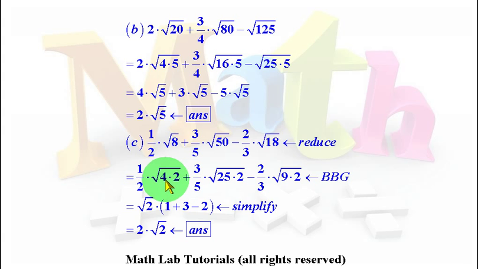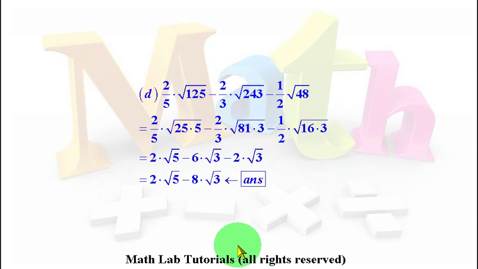The square root of 4 is 2, and 2 times 1/2 is just 1, so we don't have to write it down. And the square root of 25 is 5, and 5 times 3/5 is just 3. And the square root of 9 is 3, and 3 times minus 2/3, the 3's cancel, and you get minus 2. So I notice what I'm left with is just a root 2, so I open up a root 2 bin. Over here I pick up a 1, over here I pick up a 3, over here I pick up negative 2. And then you just simplify inside the bin. We get 1 plus 3 is 4, minus 2 is 2. And finally we get 2 root 2 as the final answer.